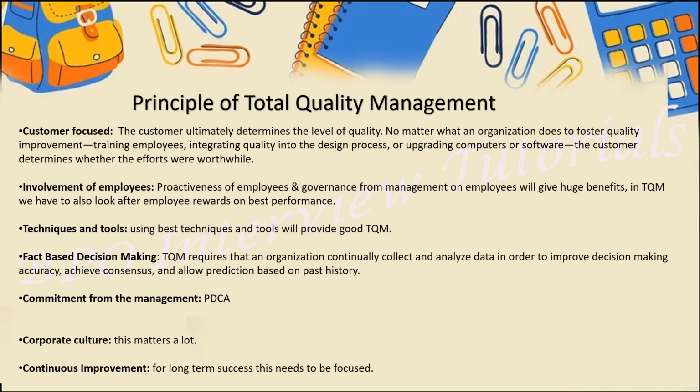Let's move to the third point, which is techniques and tools. I already told you we require various tools in order to have good quality in the process or a product. Fact-based decision making. So what is the meaning of this? Total quality management requires an organization to continuously collect and analyze data in order to improve decision-making accuracy, achieve consistency, and allow prediction based on past history.